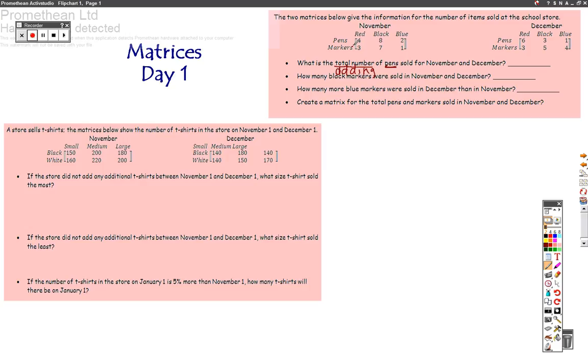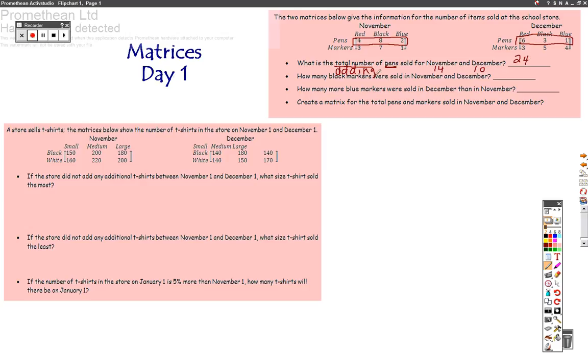So I'm looking for the pens in November. I'm looking at the pens in December. So 4 plus 8 plus 2 gives me 14 pens in November. 6 plus 3 plus 1 gives me 10 in December, which is 24.